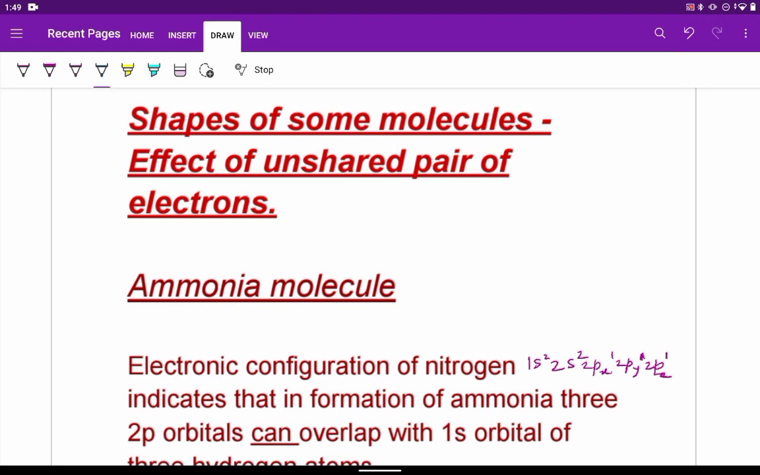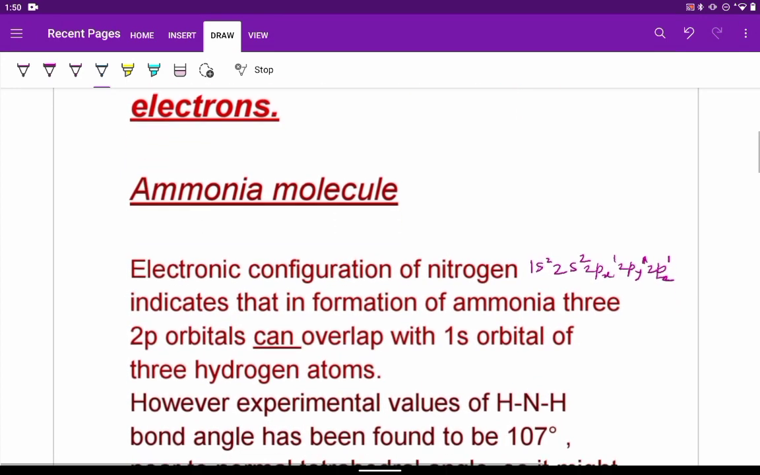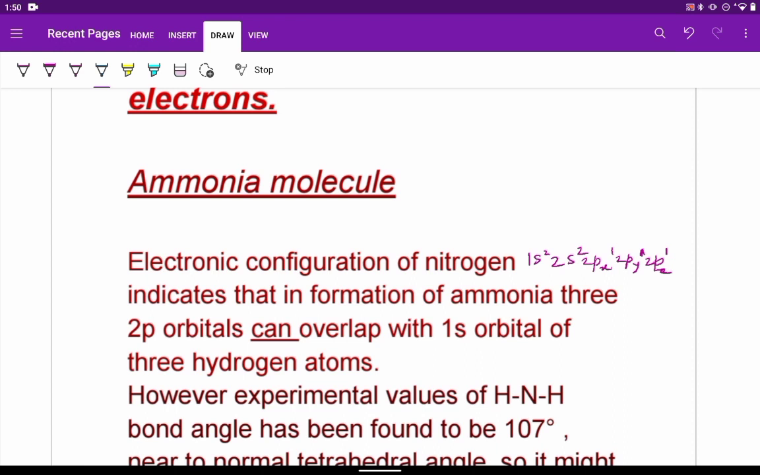Today we will study the topic shapes of some molecules, effect of unshared pair of electrons. In some molecules, as we will see, like in ammonia and water molecule, there are unshared pair of electrons, and how they affect the bond angle that we will see in this video today. Now ammonia NH3, in this nitrogen atom will be linked to 3 hydrogen atoms. So we have to see the bond angle of H and H.